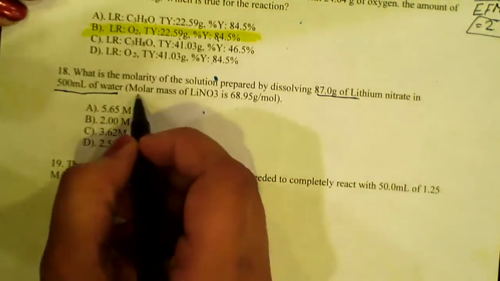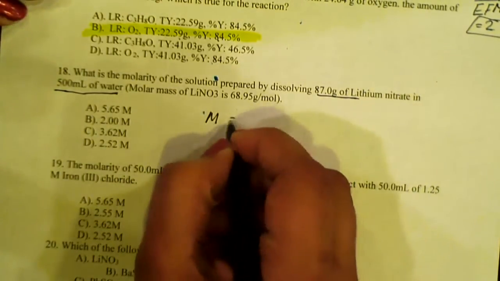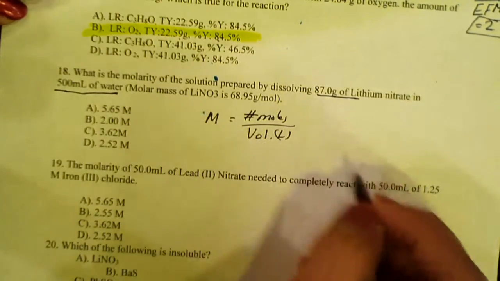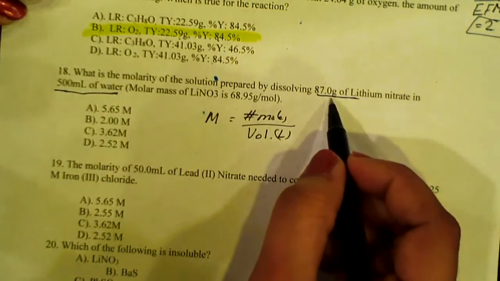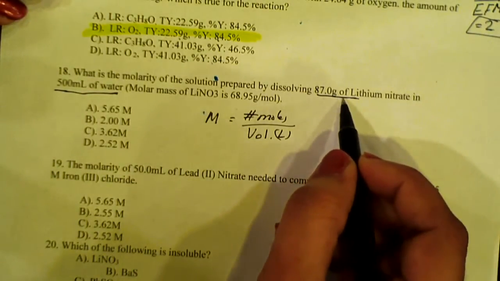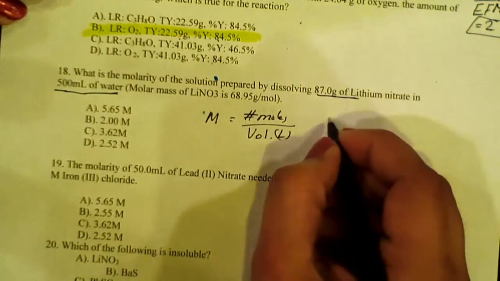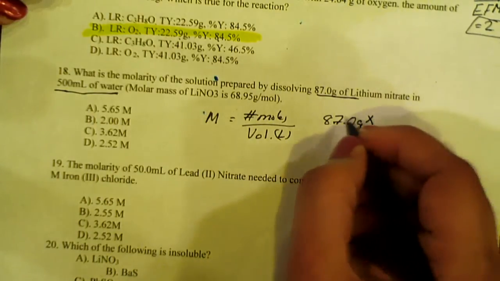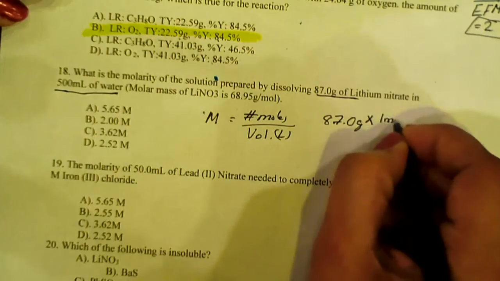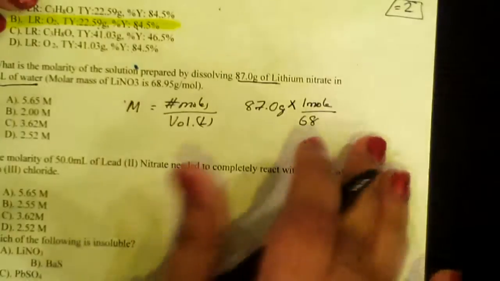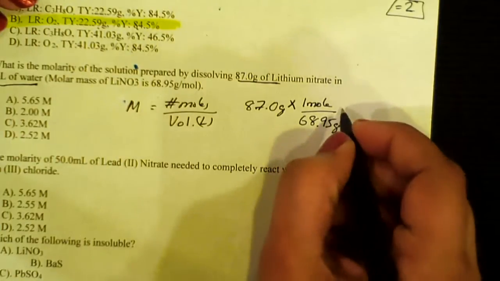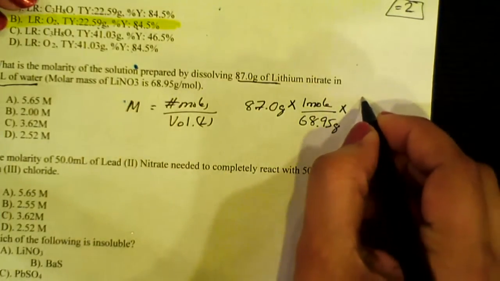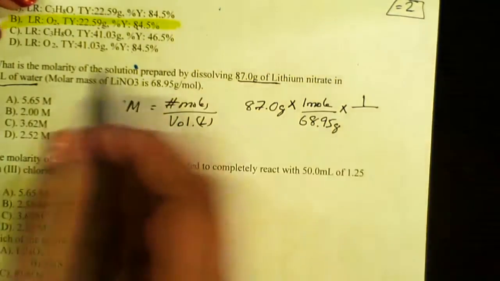What is the molarity of the solution prepared by dissolving 87.0 grams of lithium nitrate in 500 ml of water? Molar mass of lithium nitrate is 68.95 grams per mole. So you have the mass of lithium nitrate and the volume of water you are using, and it's asking for the molarity. Molarity is equal to number of moles over volume in liters. So you have to figure out how many moles is this 87 grams, and then you have to divide that with the volume.